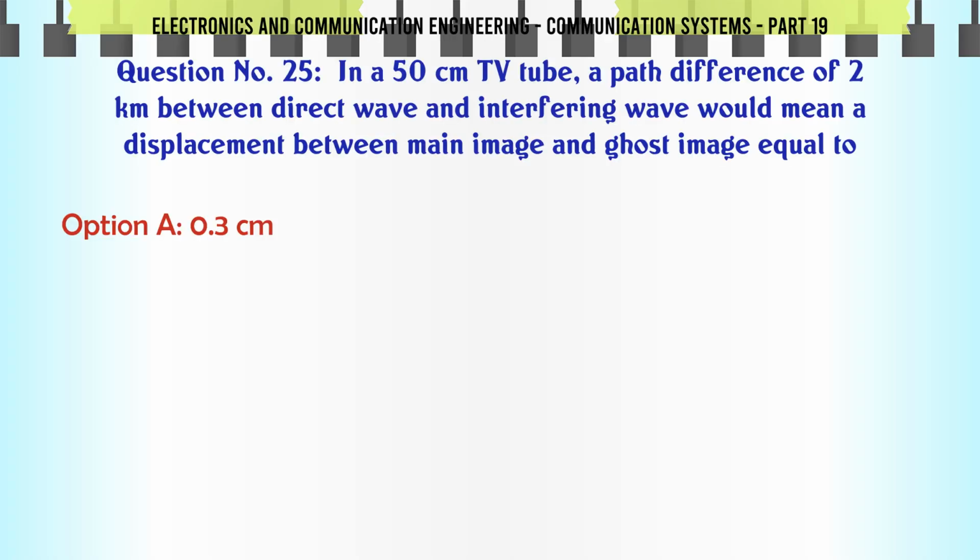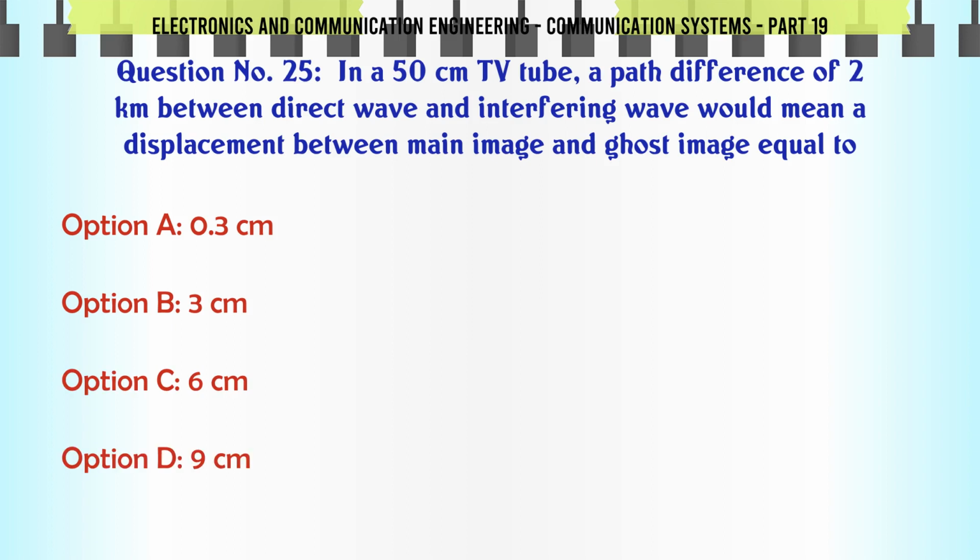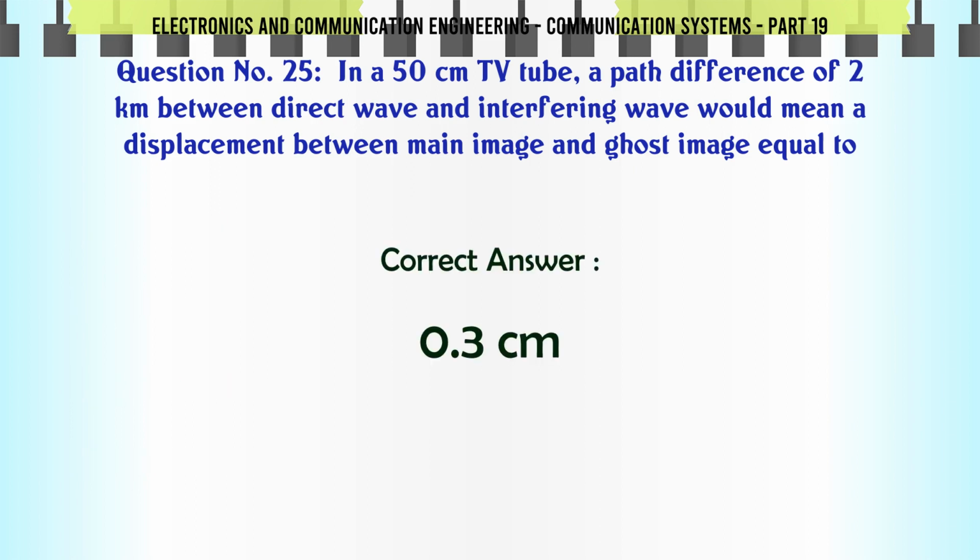In a 50 cm TV tube, a path difference of 2 km between direct wave and interfering wave would mean a displacement between main image and ghost image equal to A. 0.3 cm, B. 3 cm, C. 6 cm, D. 9 cm. The correct answer is 0.3 cm.